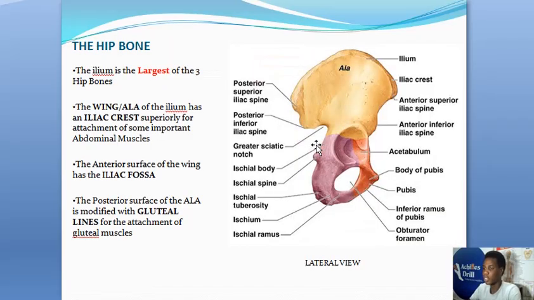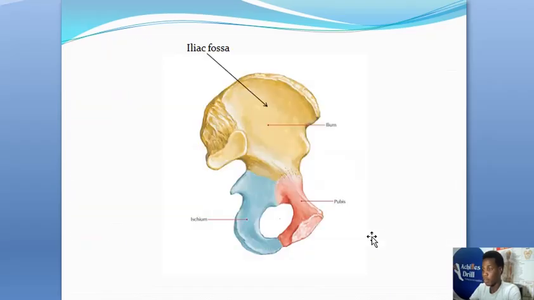Okay, so now let's talk about other things. There is also the iliac fossa located on the anterior surface of the wing, or the ala. Although we're not seeing the anterior surface here, this is a picture showing the hip bone from the side, a lateral view. However, if we flip that picture, we will see the interior part of the ilium, and here is the iliac fossa right there. It is located interiorly.